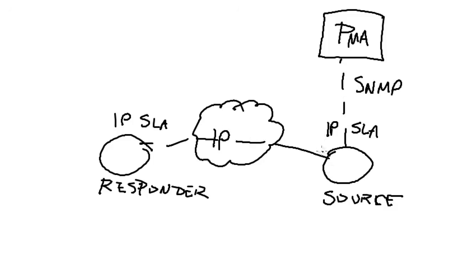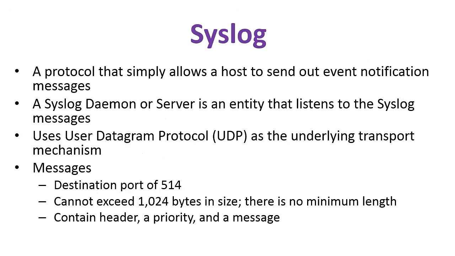It should be noted that IP SLA can communicate with any IP device on the network that's enabled for these types of measurements. You're probably already aware of syslog, a protocol that simply allows a host to send out event notification messages. A syslog daemon or server is an entity that listens to the syslog messages. It uses UDP as the underlying transport mechanism.